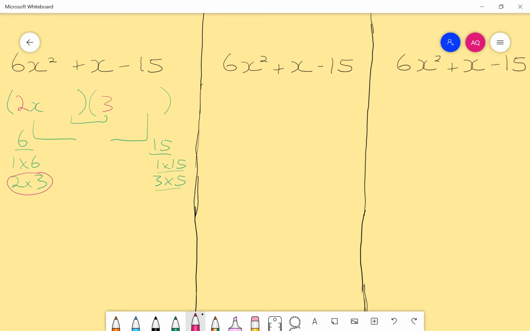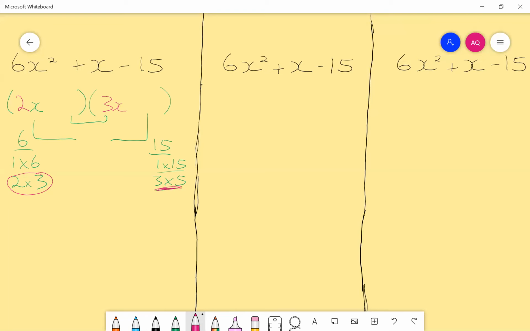So 2x and 3x. And now let's see which ones we can use out of our 1 and 15 or our 3 and 5. So if I was to choose, again, say 15, 15 is probably going to multiply to give us something too high. 15 times 3 would be 45, or 15 times 2 would be 30. So I'm going to try 3 and 5 here first.